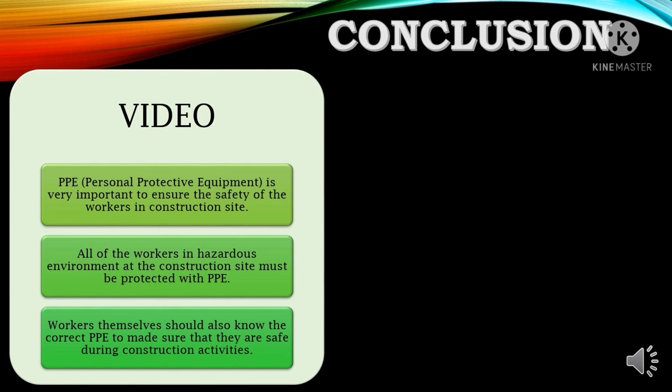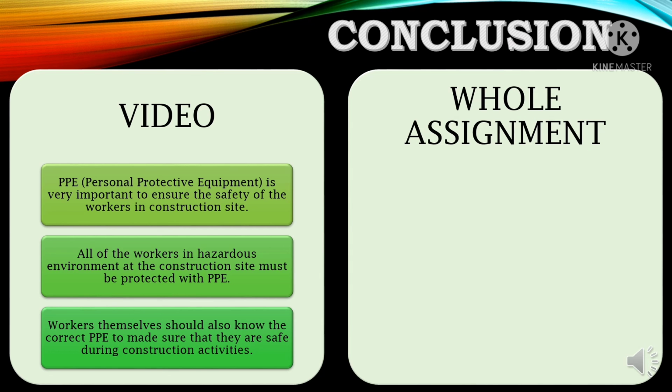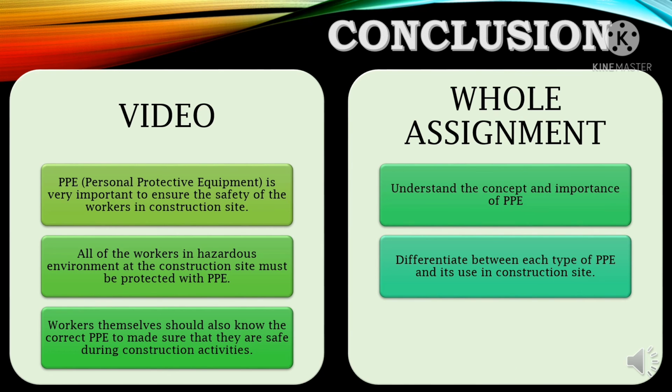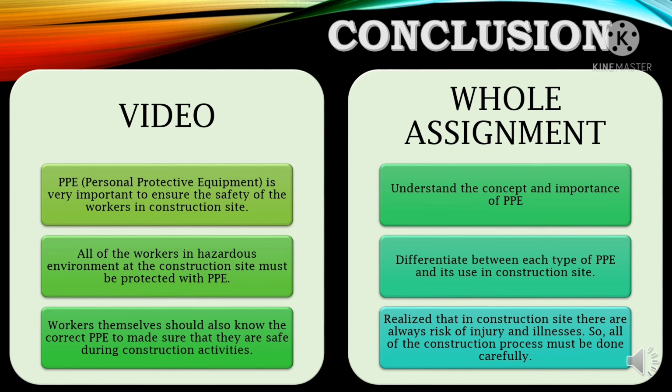So, the conclusion for the whole assignment is, I get to understand the concept and importance of PPE. Secondly, I get to differentiate between each type of PPE and its use on a construction site. The last one is I realized that on a construction site, there are always risks of injury and illnesses. So, all of the construction process must be done carefully.